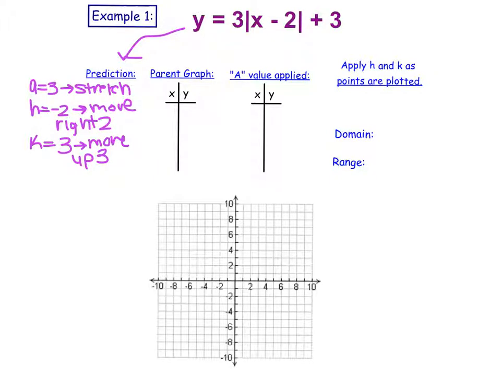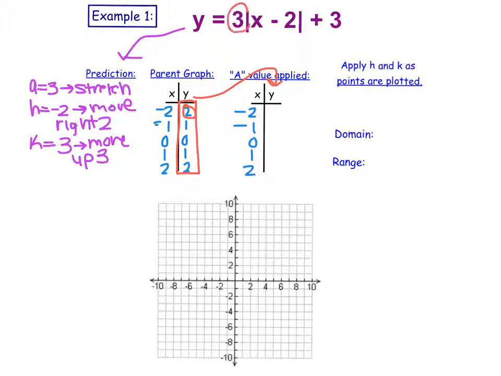So now what I'm going to do is take my parent graph. So remember my parent graph, the x values were -2, -1, 0, 1, and 2. And then my y values were 2, 1, 0, 1, 2. And what I'm going to do here is apply my A value to all of these y values and rewrite them in a new graph. So my x values are going to stay the same. And I'm going to take each one of these y values. So for example, this 2.